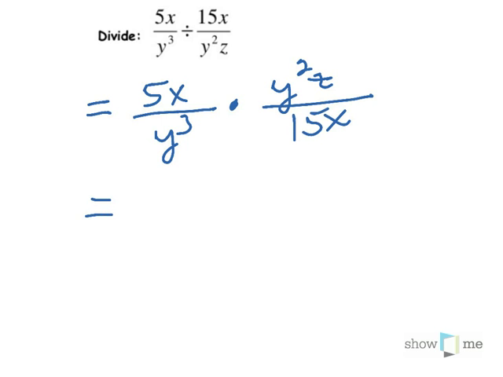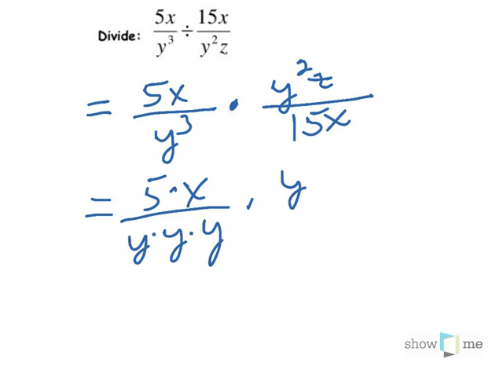Once again, I'm looking for common factors here so I can divide. In order to help me see my factors, I'm just going to break this out. 5x is just 5 times x. Y cubed is y times y times y. The y squared z is y times y times z. And the 15x is just a 15 times an x.